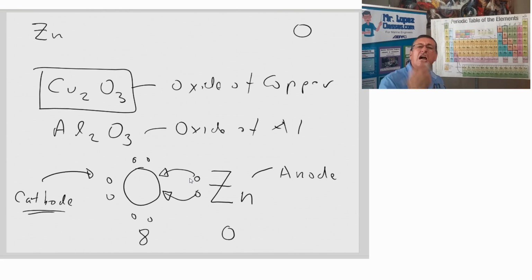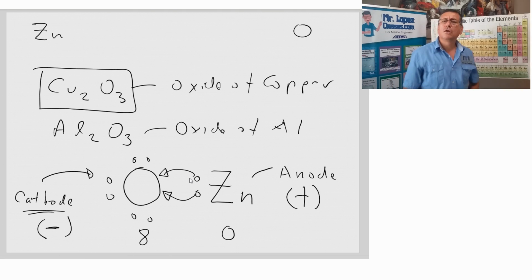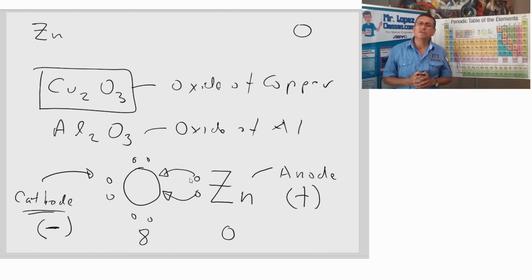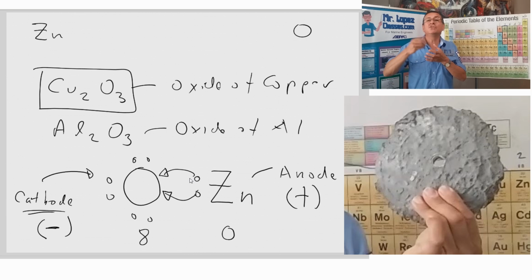What is the charge of the cathode? Negative. What is the charge of the anode? Positive. Why is the anode positive? Because in this particular example, zinc released 2 electrons. When the element releases negative charge, it becomes more positive.